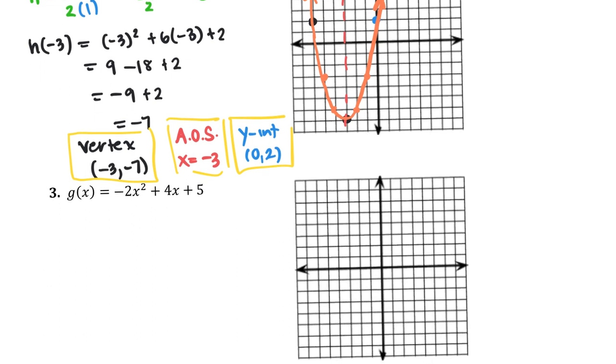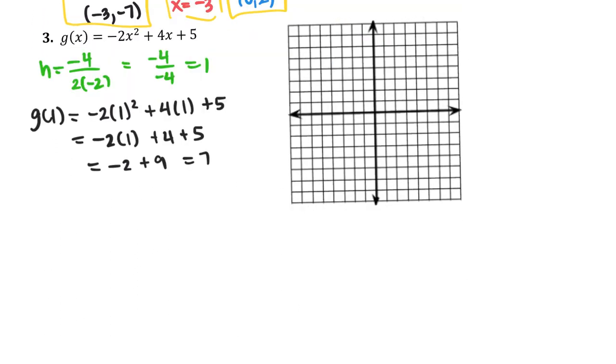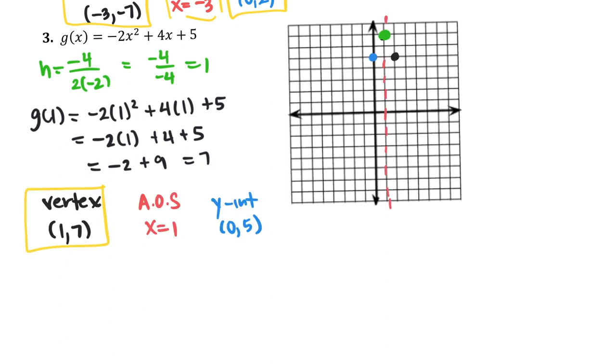Okay, last one. Vertex 1, 7. Axis of symmetry, x equals 1. Y-intercept was 0, 5. I went ahead and graphed it 0, 5. I matched this across. My A value was -2, so this is opening down. And if I go right 1 down 2, right 1 and left 1 down 2, it matches up with my graph. So I feel good about the fact that this is probably correct. So let me sketch in my parabola, make it curved.